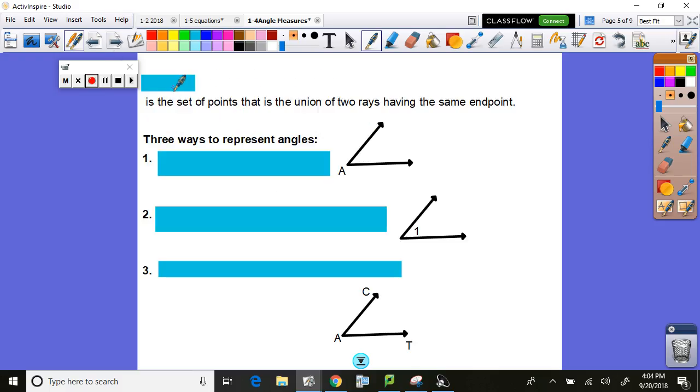Next, blank is the set of all points. The set of points that is the union of two rays having the same endpoint. That is the definition of an angle.